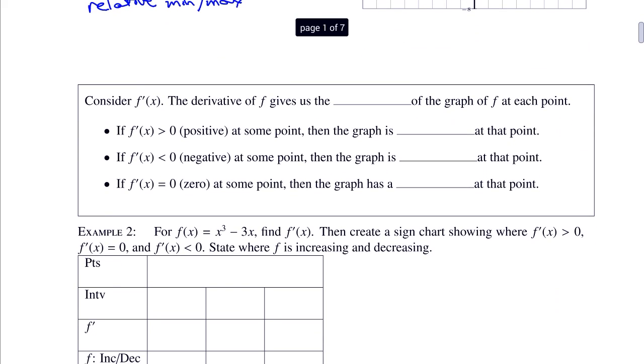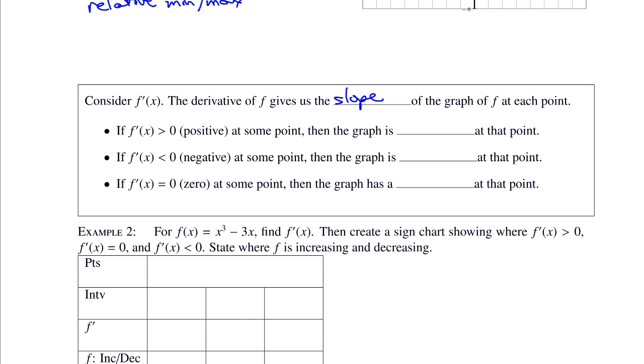Consider the derivative, f prime of x. The derivative of f tells us the blank of the graph of f at each point. So what does the derivative tell us about the graph? One word. Slope. Okay? So the derivative is used to tell us the slope.